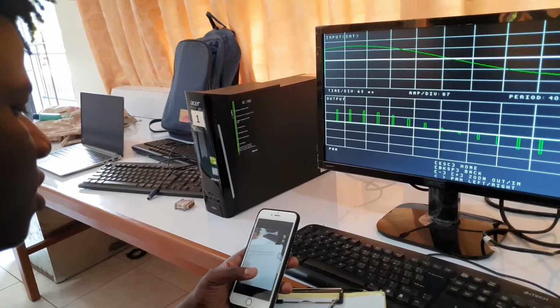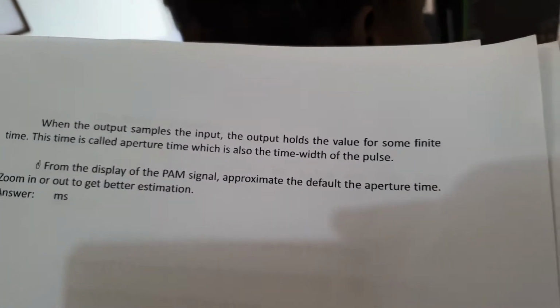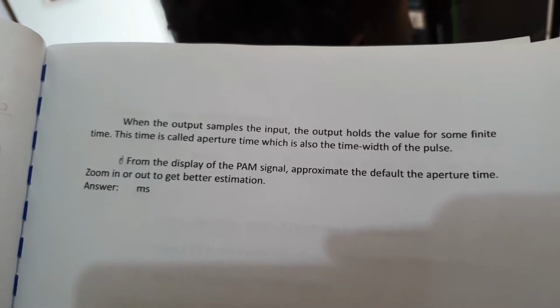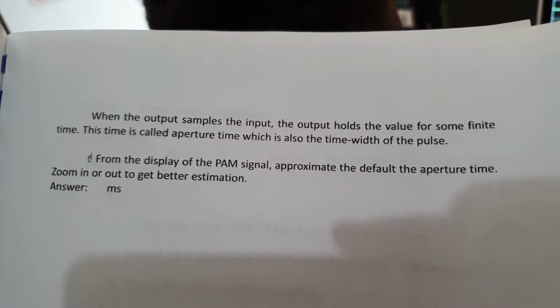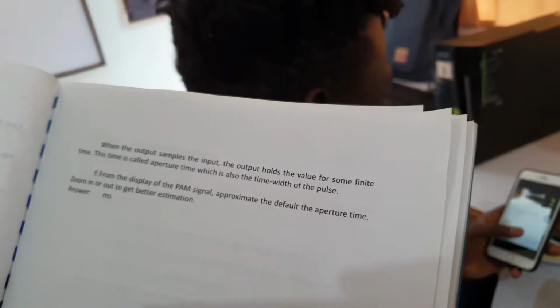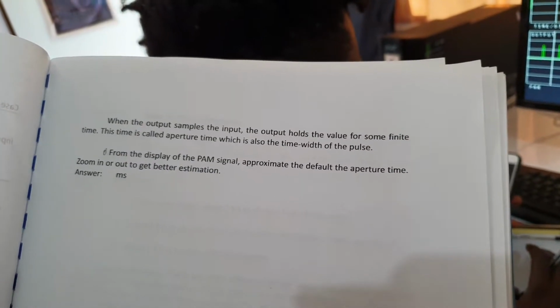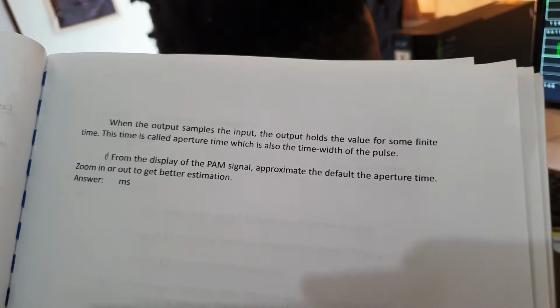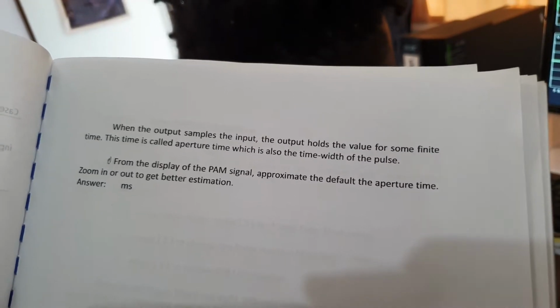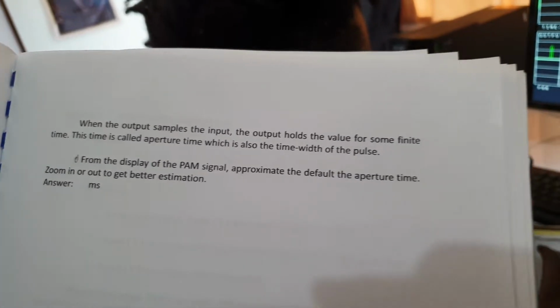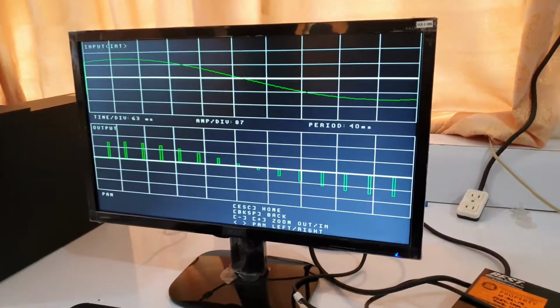And when the output samples the input, the output holds the value for some finite time. This time is called aperture time, which is also the time width of the pulse. From the display of the pump signal, approximate the default aperture time, zoom in or zoom out to get a better estimation. Okay, you try to zoom in and out.